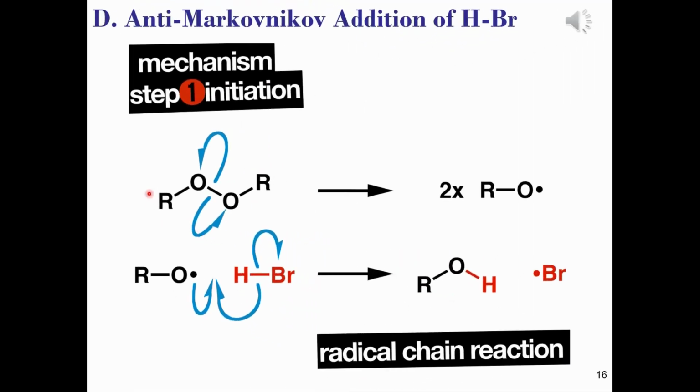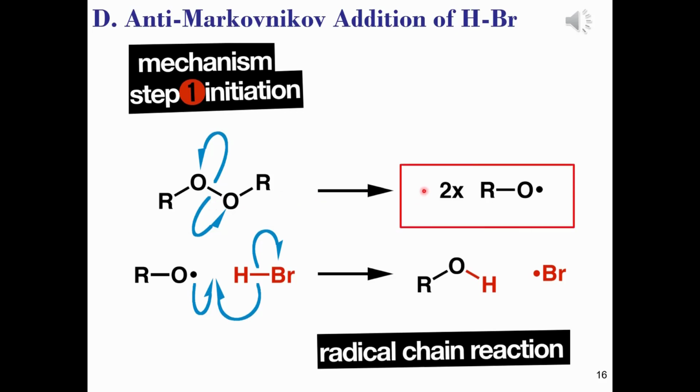Only a trace amount of peroxide is required in order to get this reaction started, although of course at least 1 molar equivalent of HBr is required to result in the full addition of HBr to the alkene. So in the first step, the addition of energy, either in the form of light or heat, leads to the homolytic fragmentation of the weak oxygen-oxygen bond of the peroxide, thus forming 2 new radicals.